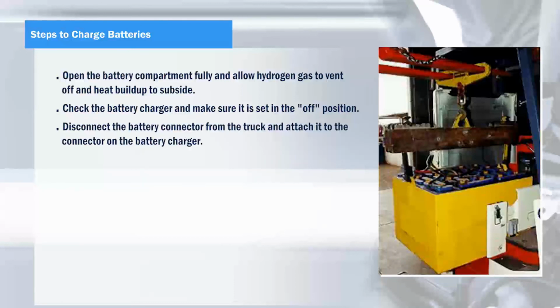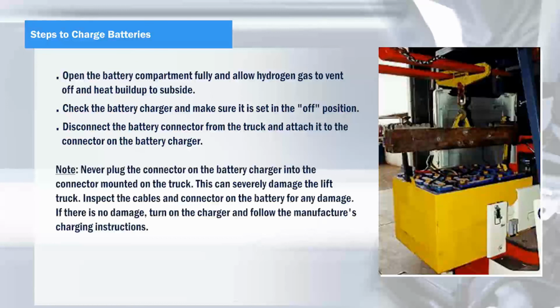Disconnect the battery connector from the truck and attach it to the connector on the battery charger. Note: never plug the connector on the battery charger into the connector mounted on the truck. This can severely damage the lift truck. Inspect the cables and connector on the battery for any damage. If there is no damage, turn on the charger and follow the manufacturer's charging instructions.